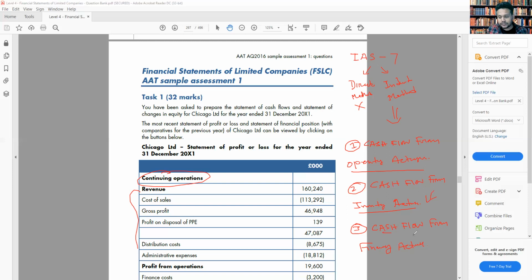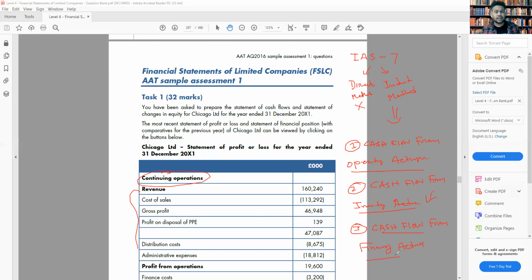And finally, the cash flow from the financing activities. This one mainly deals with the share capital and the share premium. So if I issue any new share into the market, or if I raise any capital from the market, money will come in. For example, last year my share capital was 200,000 and this year share capital is 300,000. That means I have raised 100,000 pound. So I'm going to record 100,000 pound as inflow. If money comes into the business, I'm going to record it on the financing activities.